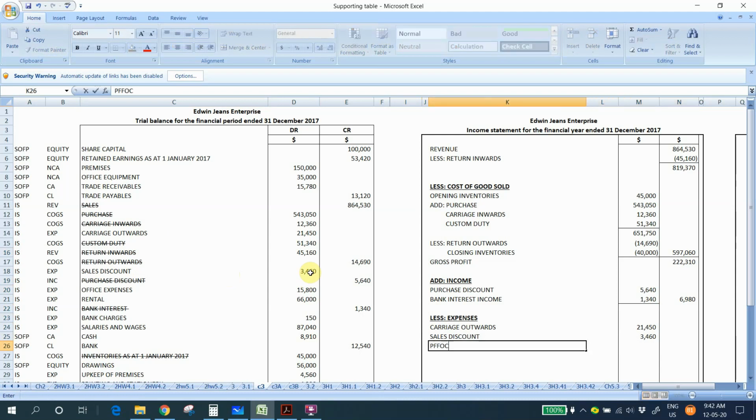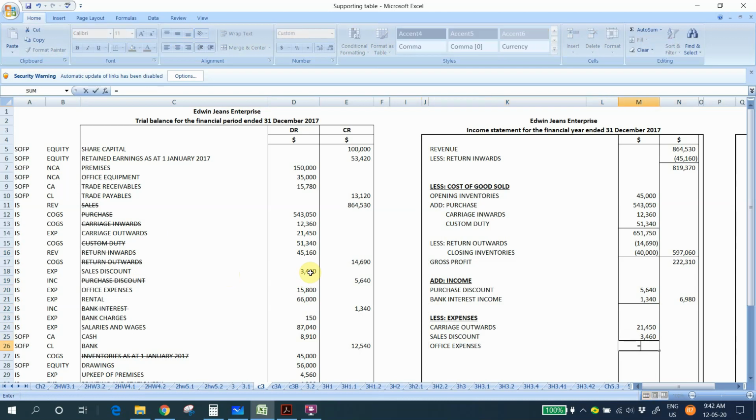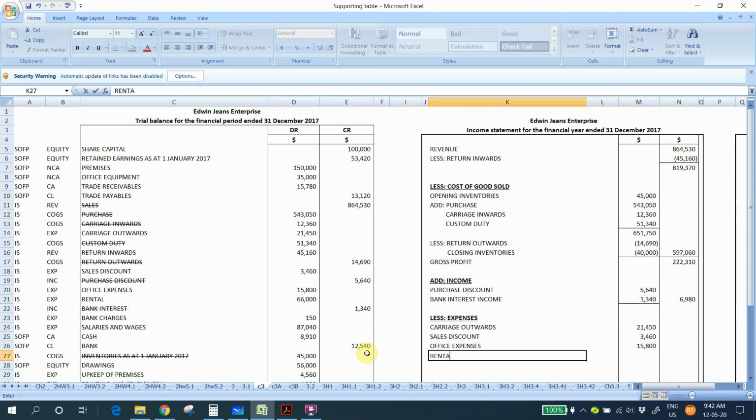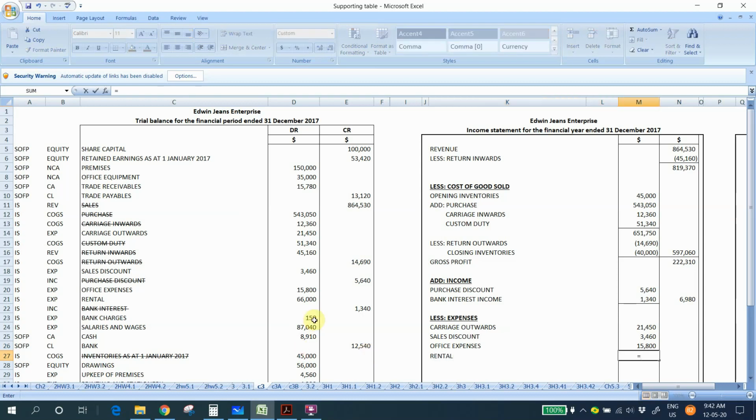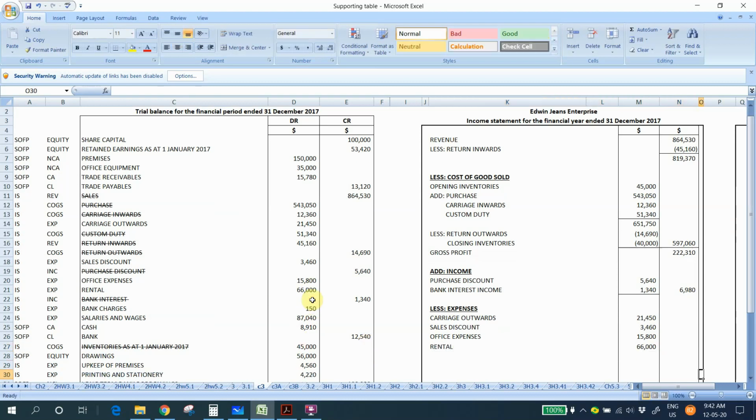Next, office expenses. Office expenses is 15,800, followed by rental. This is the fee that you pay for the use of a space or area. Next, bank charges. Bank charges 150. Salaries and wages. This salaries and wages is the fee that you pay for your employees or workers.